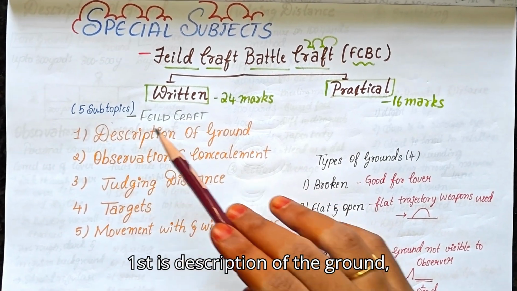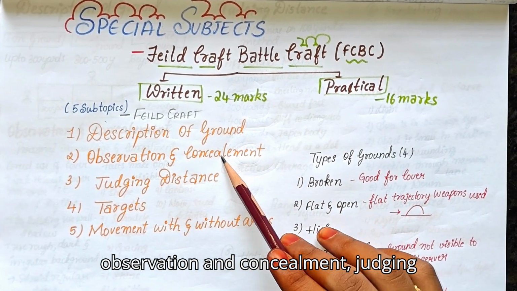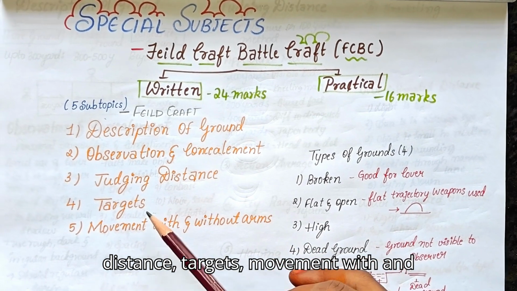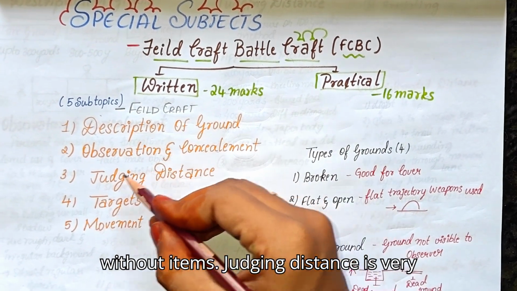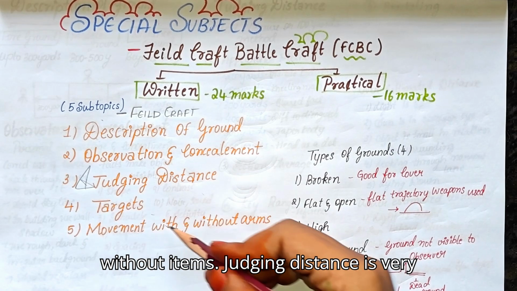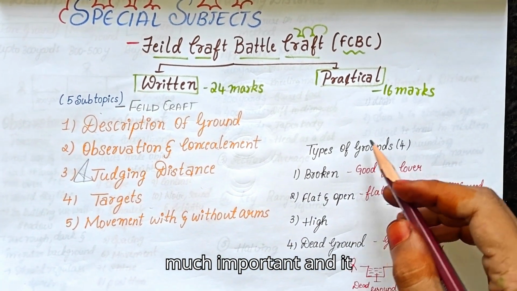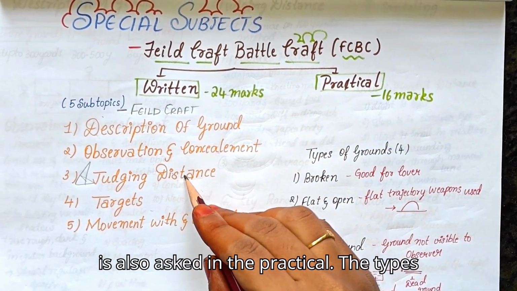So the first is description of the ground, observation and concealment, judging distance, targets, movement with and without arms. Judging distance is very much important, and it is also asked in the practical.